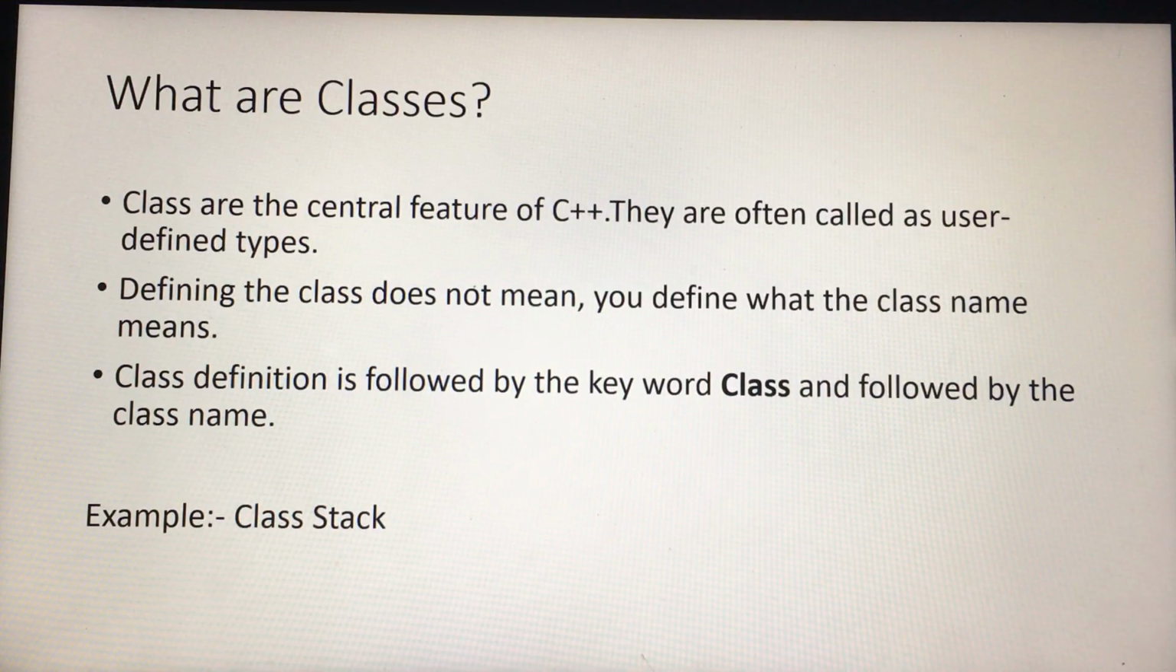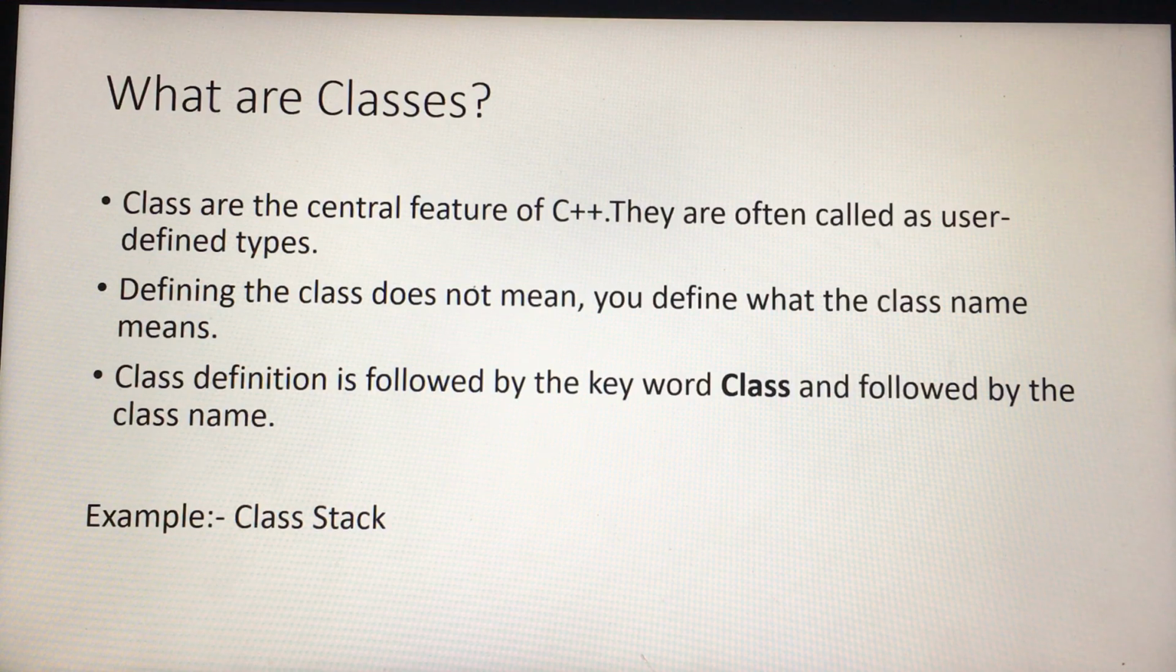What are classes? Classes are the central feature of C++. They're often called user-defined types. To make it simple, classes consist of similar objects. For example, a class student having similar objective of learning something. The same way, a class in C++ consists of similar objects.